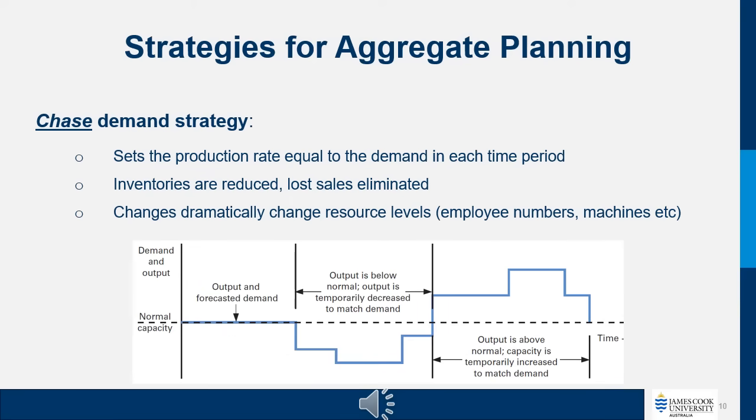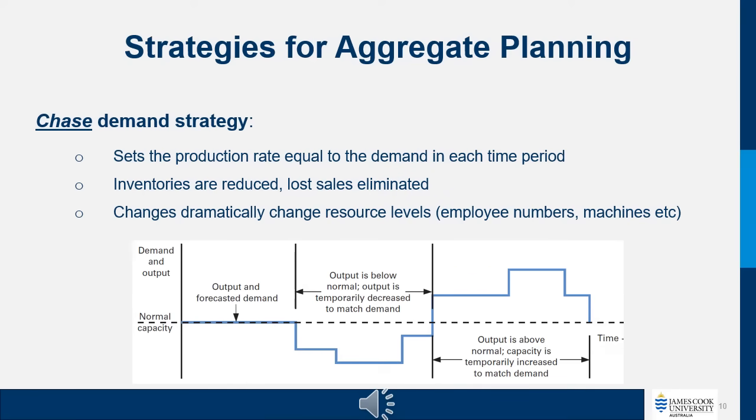The other strategy for aggregate planning is chase demand. There are some assumptions: it sets the production rate equal to demand in each time period, inventories are reduced, lost sales are eliminated, and it dramatically changes the resource levels as well.